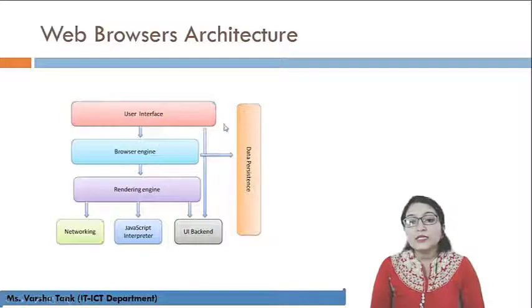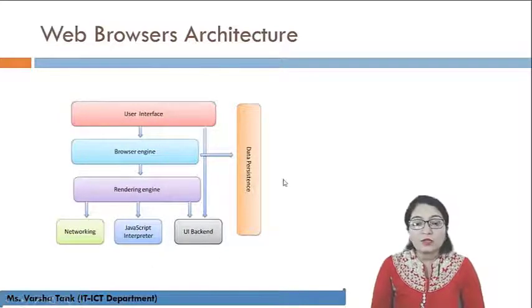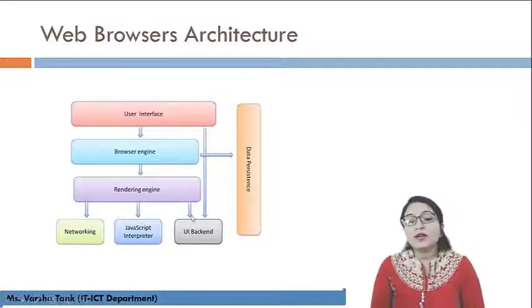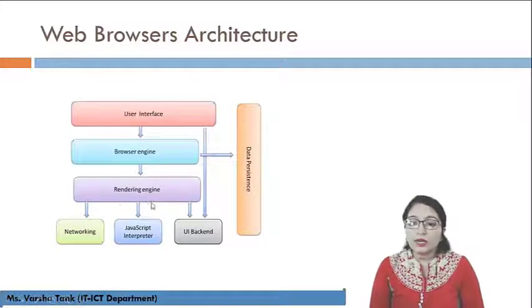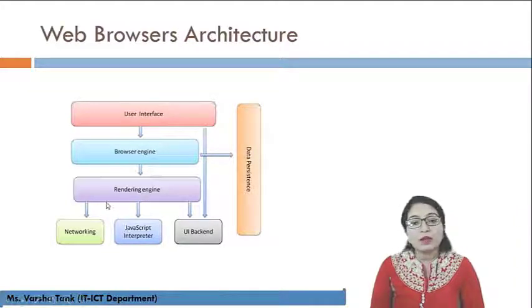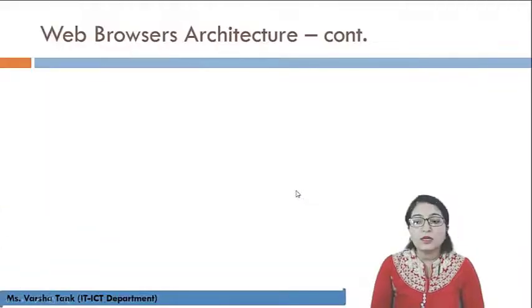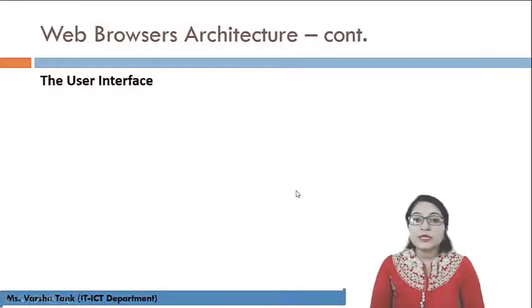Here you can see the web browser architecture. Here you can see the networking, JavaScript interpreter and UI backend. Here you can see the user interface, which is connected to the browser engine, and that is connected to the rendering engine, and the rendering engine does all this work. And here we have the data persistence. Let's see everything about these parts of the web browser architecture in detail, so you will have a better idea. Let's see first the user interface.